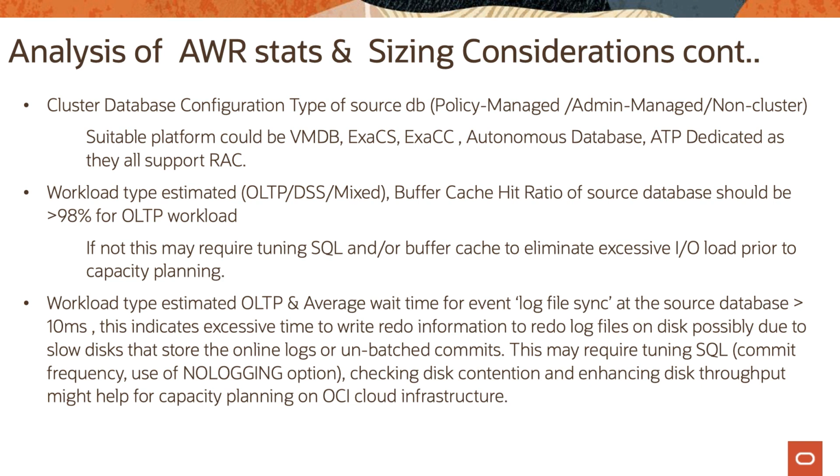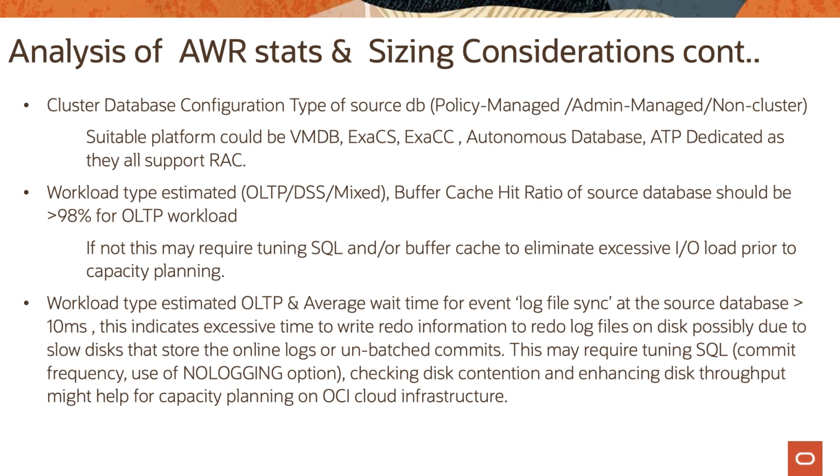In the case of cluster database configuration types of the source DB, it could be either policy managed, admin managed, or non-clustered. So the suitable platform could be either a virtual machine database, because they provide Real Application Clusters, or anything related to Exa. Exadata Cloud Service, Exadata Cloud at Customer, and Autonomous Database or ATP all support Real Application Clusters. One goal is to check whether the buffer cache hit ratio of the source database is more than 98% for an OLTP workload. If that is not the case, then you might need certain tuning, or you have to factor in the buffer cache to eliminate excessive IO load prior to capacity planning.